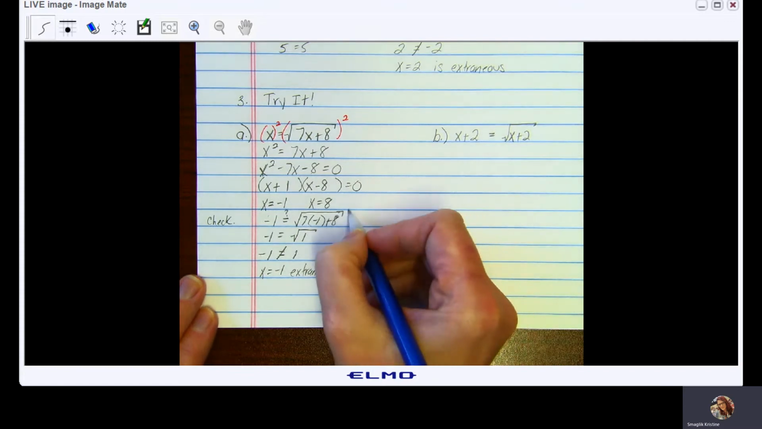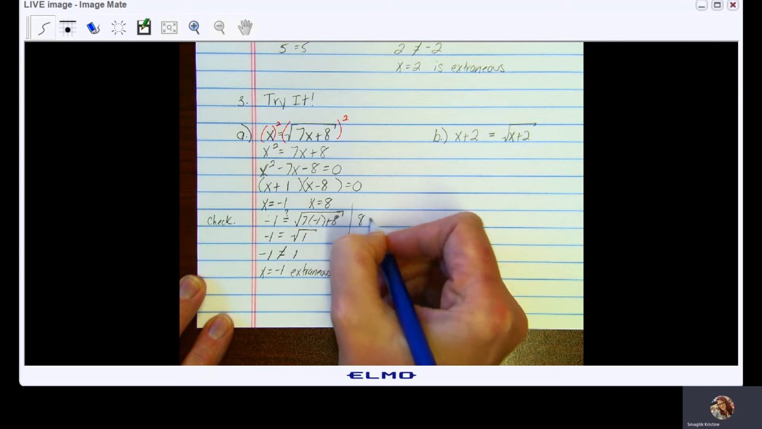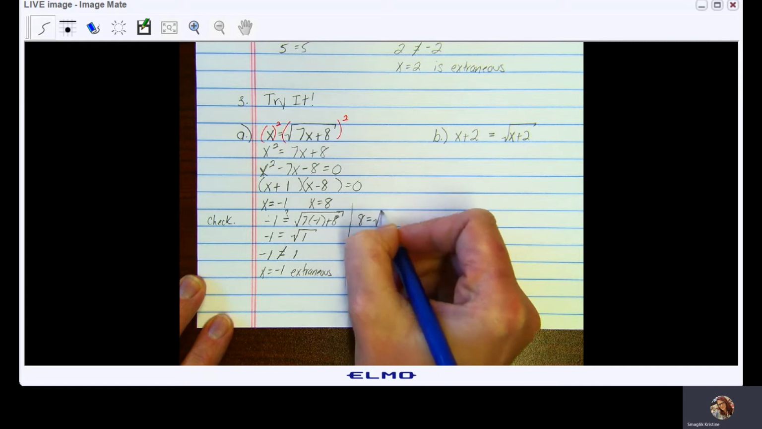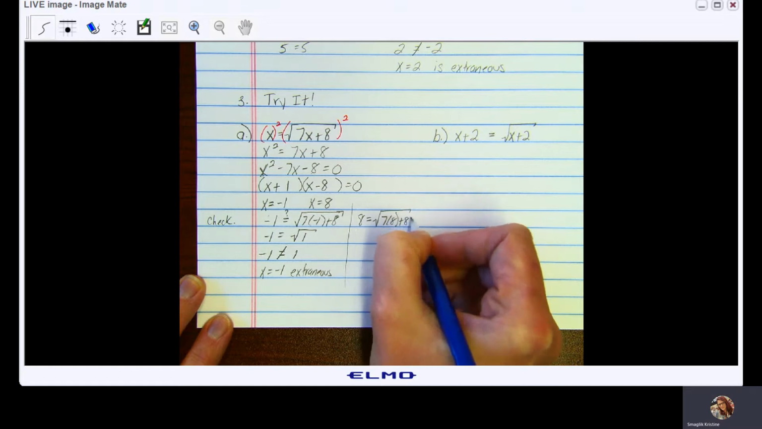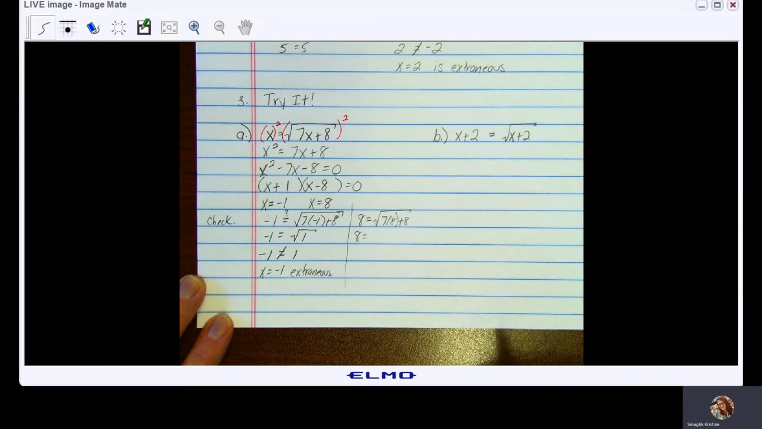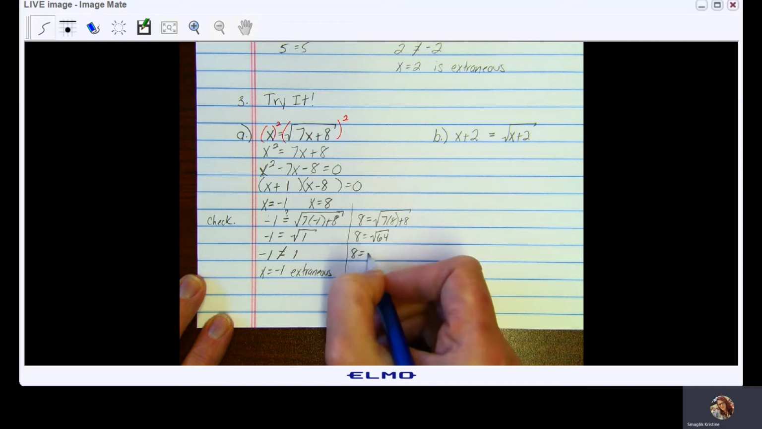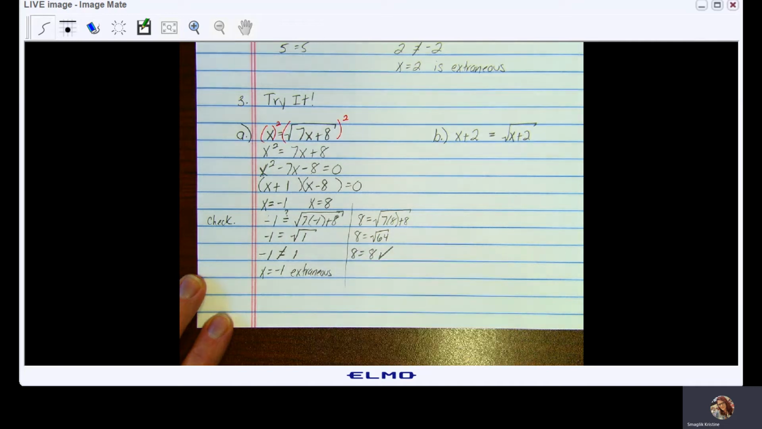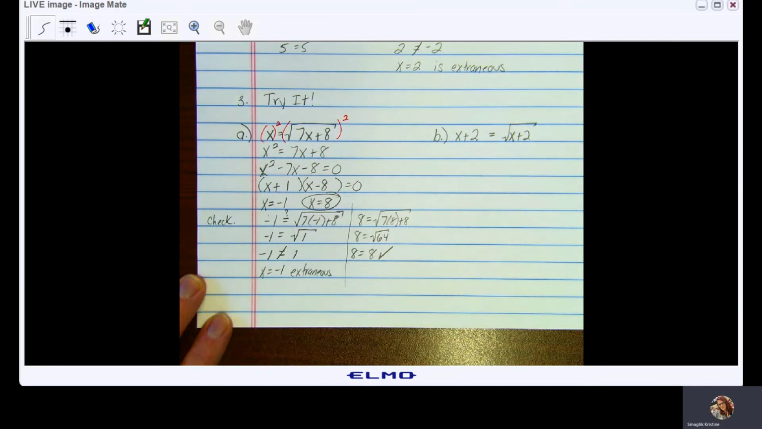Let's check x equals 8. Let me see if I can squeeze it in here. We have 8 equals the square root of 7 times 8 plus 8. 8 equals 7 times 8 is 56 plus 8 is 64. Does 8 equal the square root of 64? Why, yes, it does. That means x equals 8 is our solution. x equals negative 1 is extraneous.